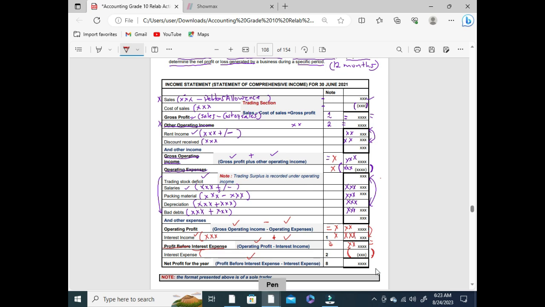So, guys, please make sure you get home and you look at this structure, you practice this structure, and you know this structure by heart. And then, guys, I will be coming with another lesson on the income statement, whereby we'll take a look at some adjustments related to the income statement.